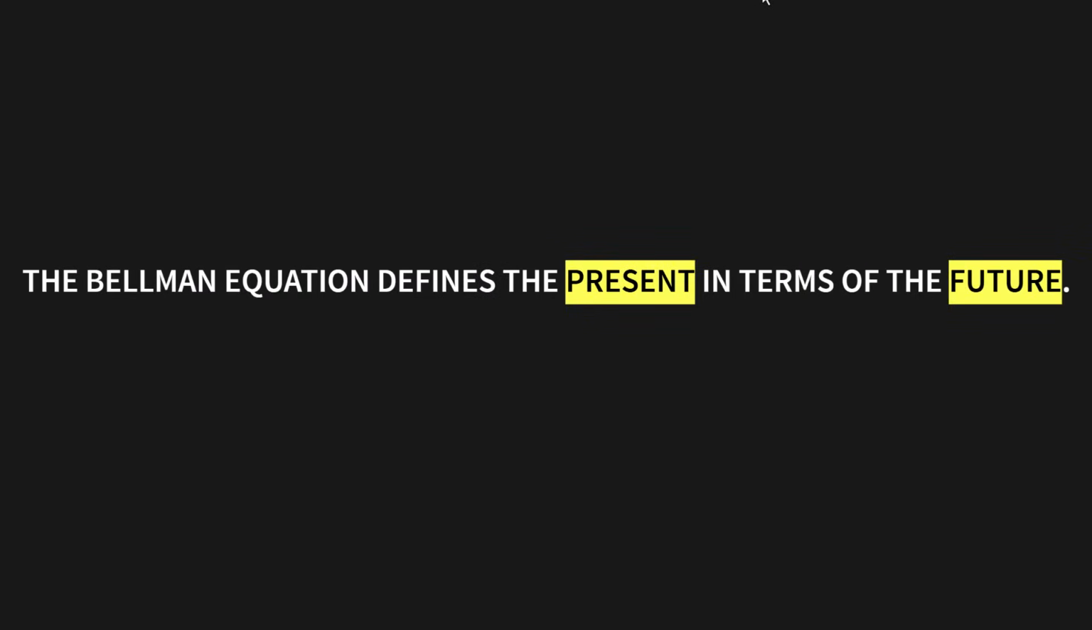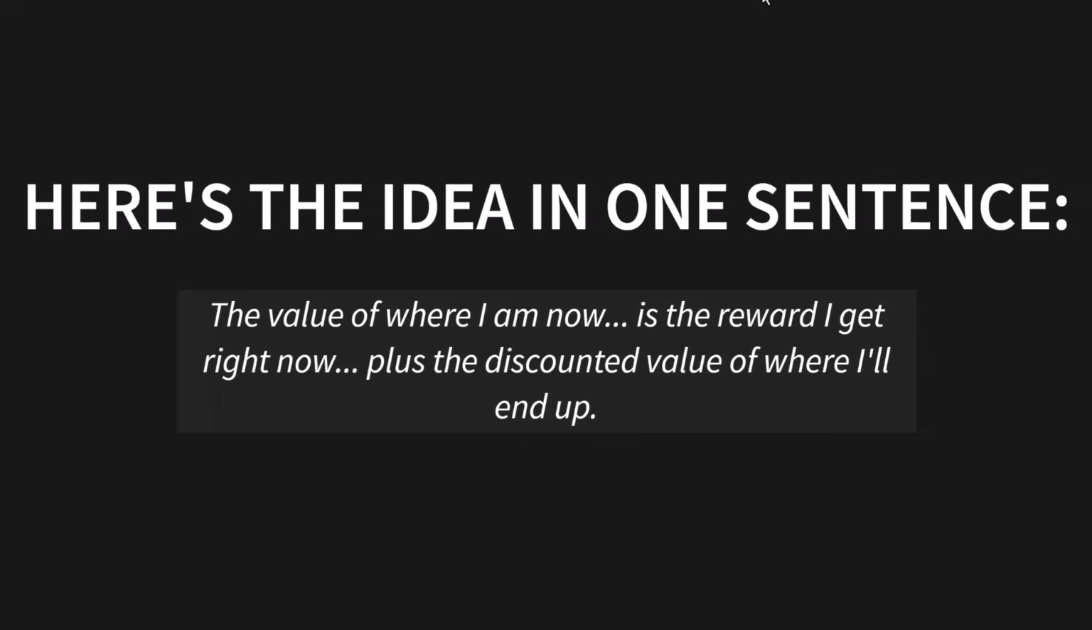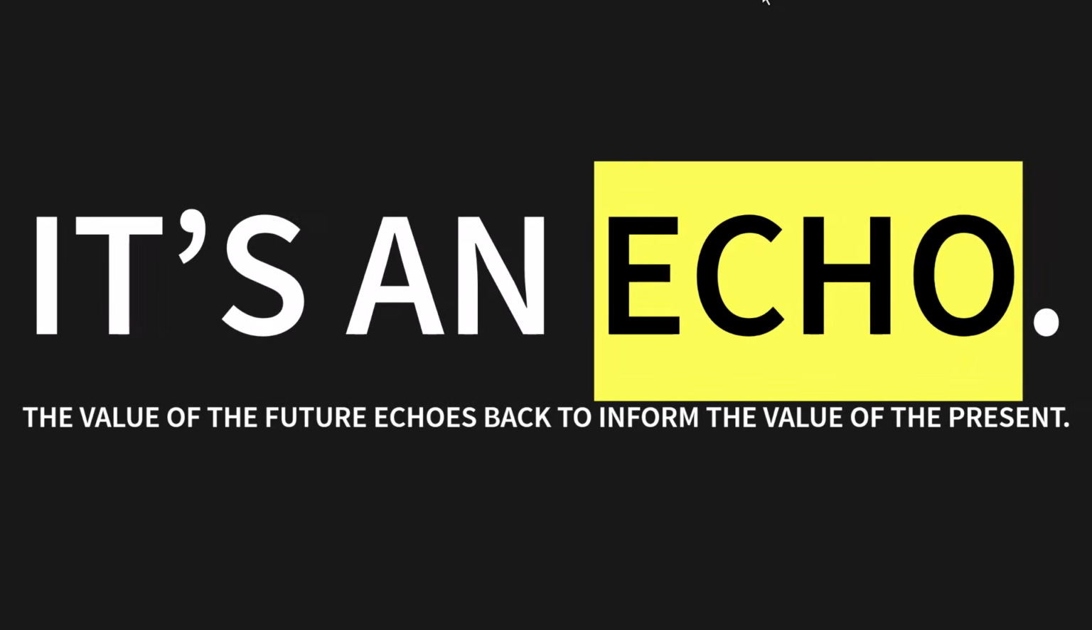That's the entire insight. The Bellman Equation defines the present in terms of the future. It creates a relationship, a rule of self-consistency that links the value of every state to the value of its neighbors. Here's the idea in one sentence. The value of where I am now is the reward I get right now, plus the discounted value of where I'll end up. It's an echo. The value of the future echoes back to inform the value of the present. And by applying this one simple rule everywhere, the true long-term values of every state start to reveal themselves.